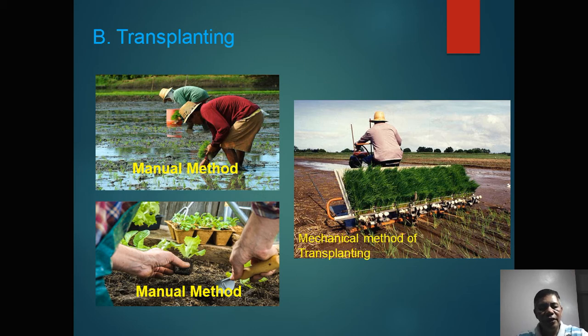So it's also necessary that when transplanting, there's a need to water the newly transplanted seedlings immediately so that the roots can perform their function to absorb nutrients.